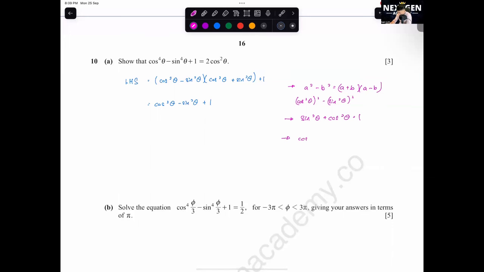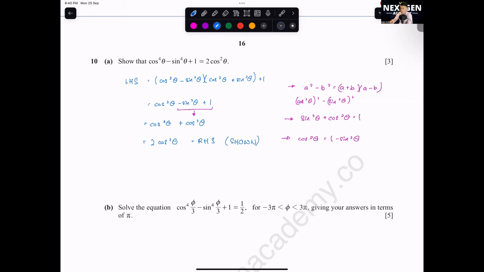Again, cos square theta... sin square theta is equal to 1 minus cos square theta. So I change it to cos square theta minus cos square theta, which will be equal to this. So you get 2 cos square theta, equals right-hand side. Shown. You cannot find shown, you cannot prove it also. Just write shown. Just write the final answer. Shown. At least, hopefully you can get some marks.